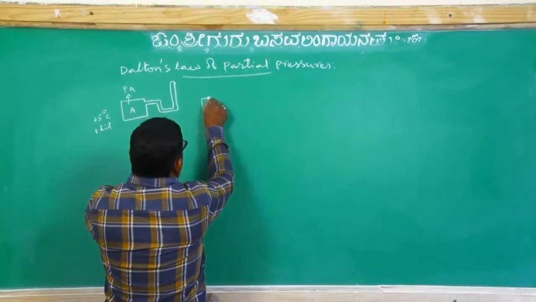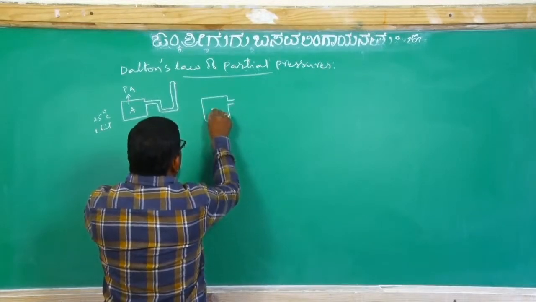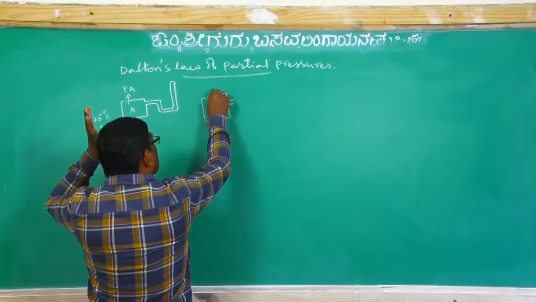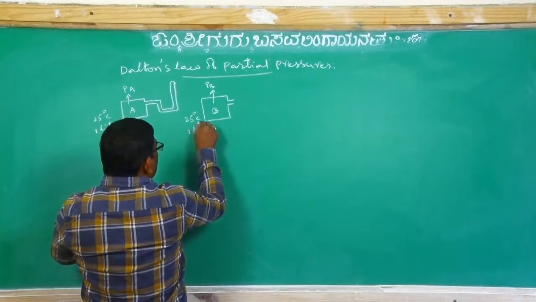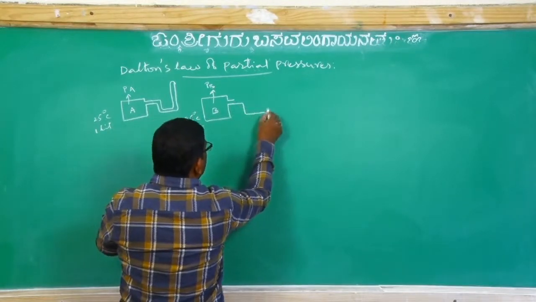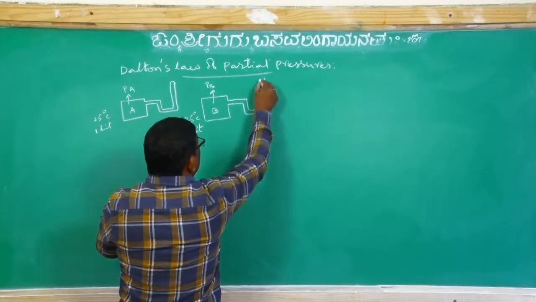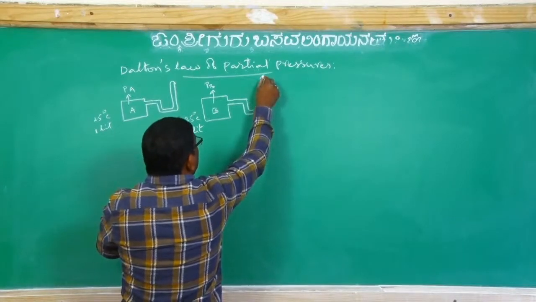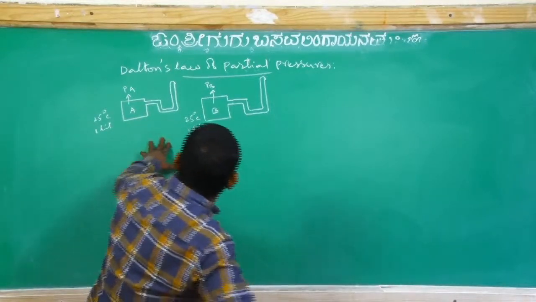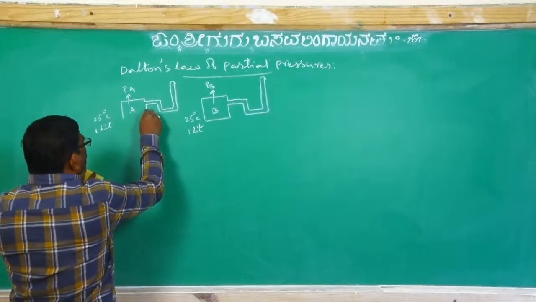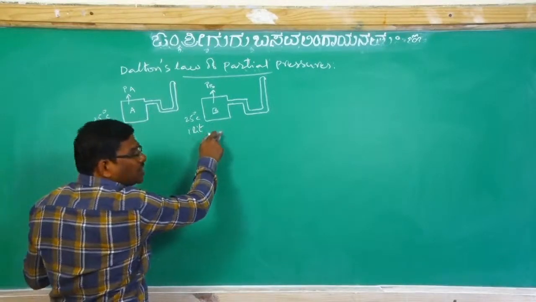Similarly, another container with the same volume has gas B, exerting pressure PB, existing at room temperature in a 1 liter vessel. Clear na? In a 1 liter vessel. It is also connected with a manometer. This is also a 1 liter vessel. So in the 1 liter vessels, here individually A gas is there, here individually B gas is there.